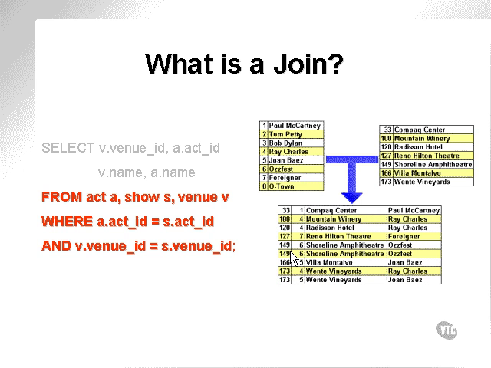So the correct query for this diagram is actually venue ID, ACT ID, V.name and A.name, all joined between the ACT, show and venue tables using this where clause, joining between the ACT table and show table, and joining between the venue table and show table.